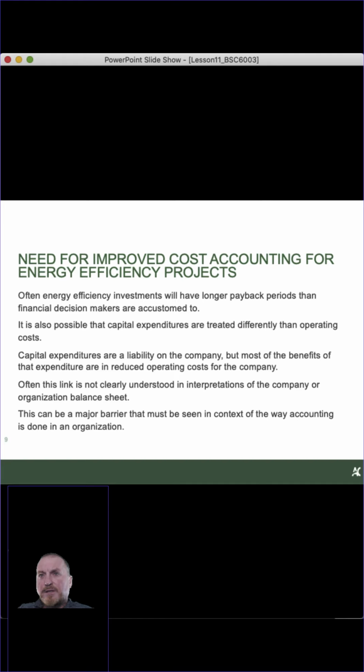Often energy investments will have longer payback periods than financial decision makers are accustomed to. Okay, so there is a need to educate financial decision makers on the issue of payback periods. That is an important consideration when we talk about the fact that we should be using NPV and IRR rather than payback period to demonstrate the longer term benefits and longer term payback of these investments.